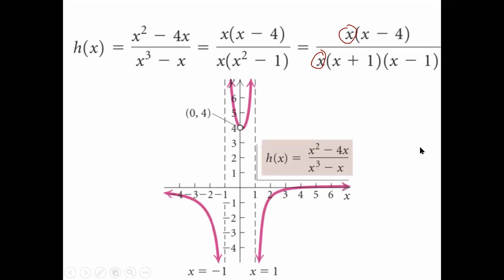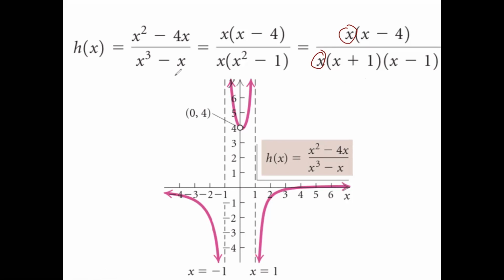So this is the graph of the function. What do you observe with the graph of the function? Here, even if we have three factors in the denominator, we only have x equals +1 and x equals -1.